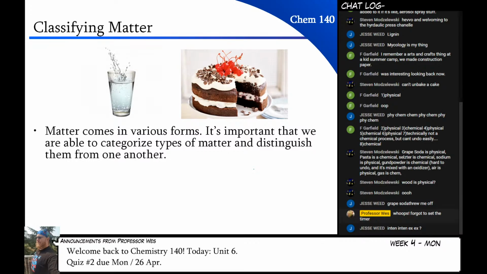Which of these substances would you be able to describe as pure? Unfortunately, the answer is not cake, but if you know where to find pure cake, let me know. Cake can't be pure because it's got a bunch of stuff in it, right? It's got cream, it's got chocolate, it's got cherries, it's got frosting. It's a mixture. So we can either have something that's pure or something that's a mixture.